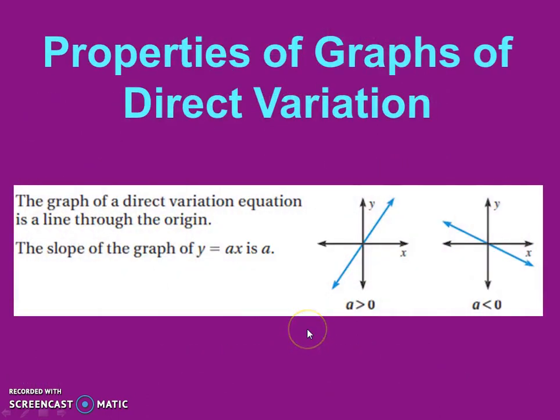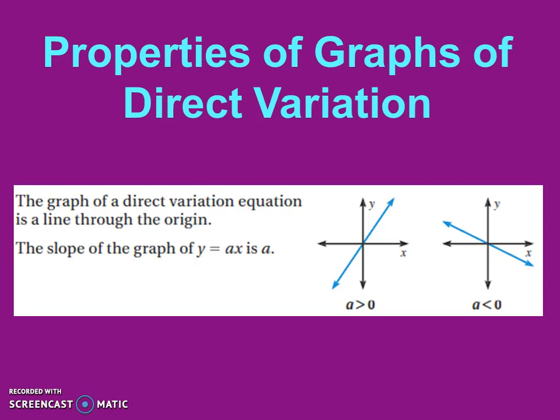Okay, so we're going to take a look at what happens with the graphs of direct variation, the equations, and then the tables, because we want to be able to tell if something is modeling direct variation no matter what type of information we're given. So if we're given a graph, if we're given the table or the equation, we want to know.